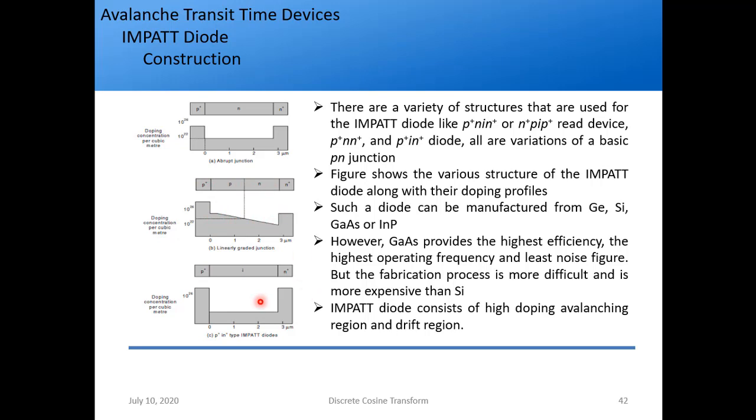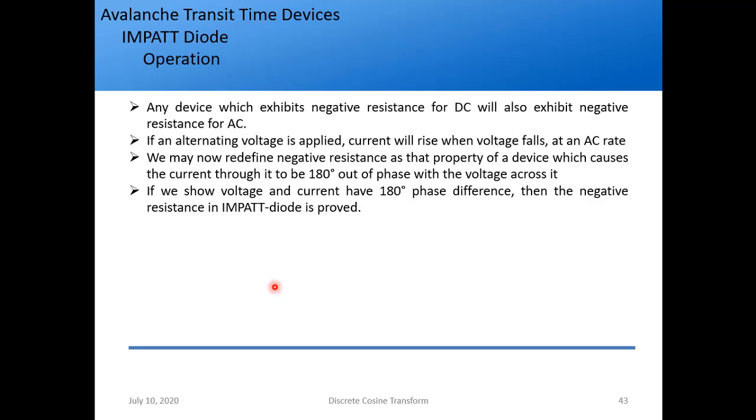Now, before understanding the actual operation of impact diodes, we saw that this device should exhibit negative resistance, right? If the negative resistance exists for DC, we can safely assume that it exists for AC also.